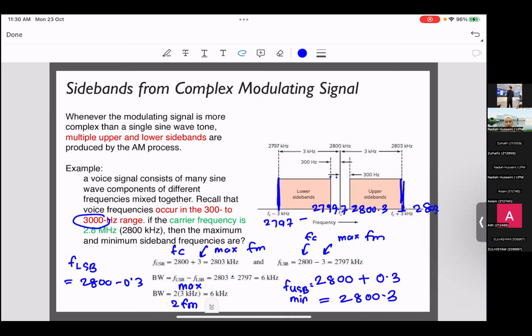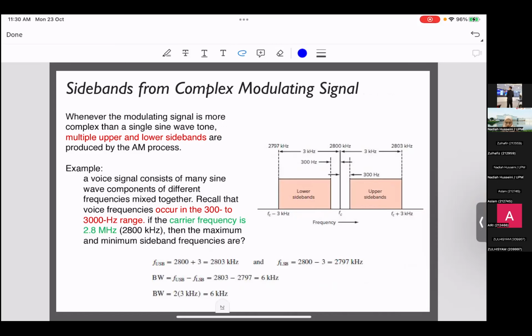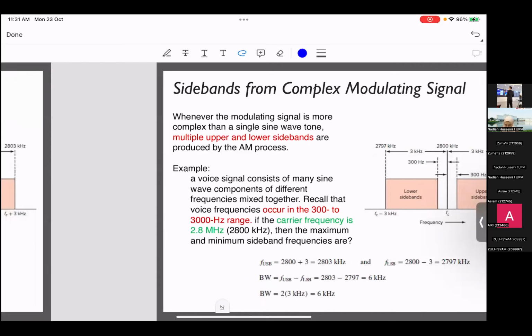Okay, any questions about this question? Everyone okay? Does anyone need me to repeat this? No questions, right? Okay, next one. Whenever the modulating signal is more, we already did this one. I duplicated this.